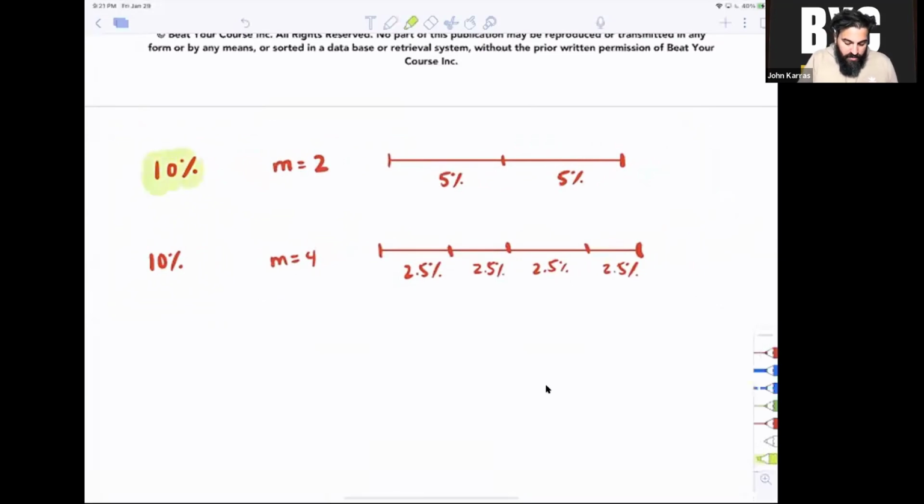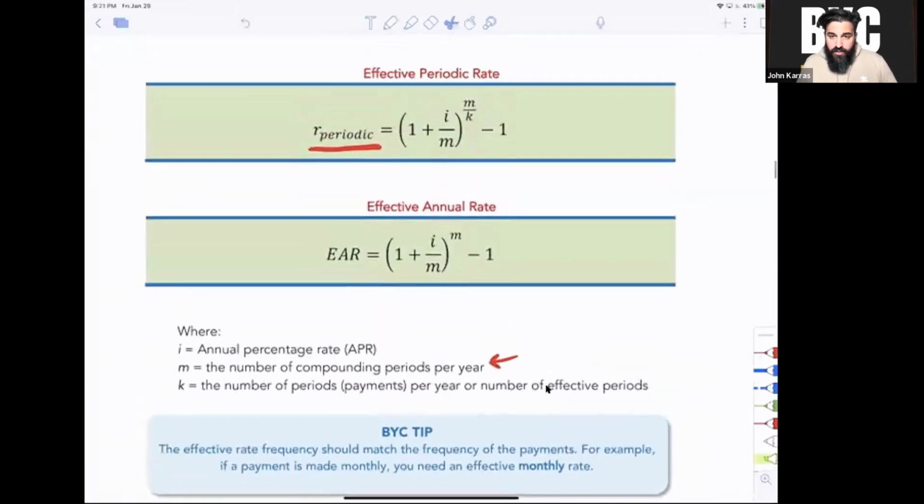But in both cases, I said it was 10%. So this is called a nominal rate. It's the interest rate prior to factoring in the compounding. The effective rate is the true interest rate. It's the interest rate that does consider the compounding. And you find effective rates using the formula you have on the previous page.